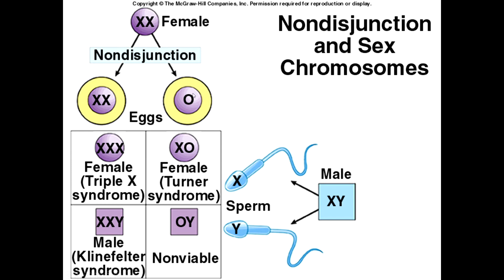We can also have that egg that has no X fertilized by a normal X-carrying sperm, and now you have a person who is missing a chromosome. This is known as Turner syndrome. By the way, these are over on page 95 of the course outline, giving you some of the characteristics of those.